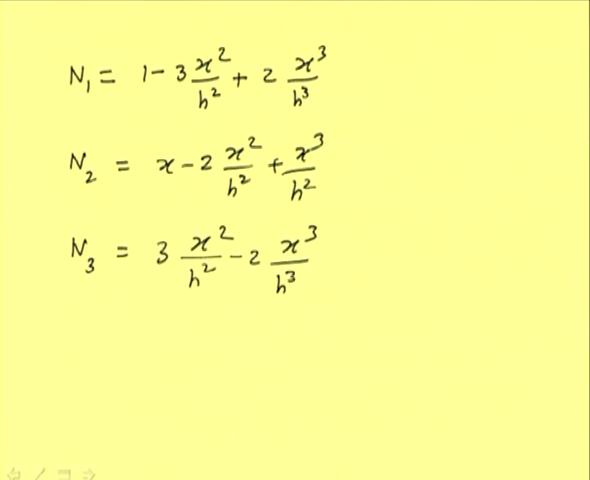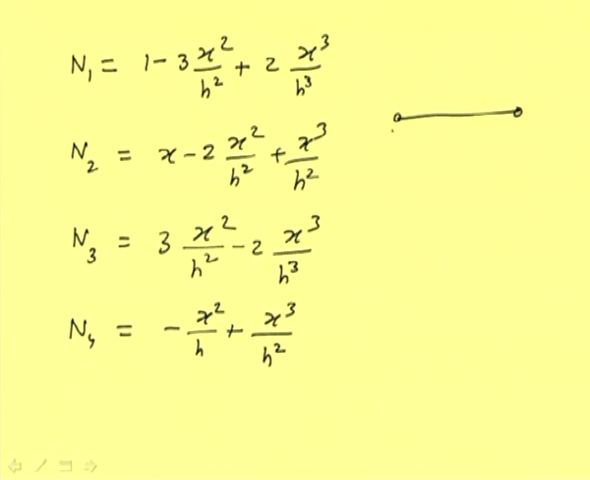So this is the third shape function, and the fourth shape function is x square by h plus x cube by h square. Now these shape functions have a unique property. Let us say a particular element has node 1 and 2. So if we want to plot N1 over this, you can see that this is the x axis. So here x is equal to 0, here x is equal to h.